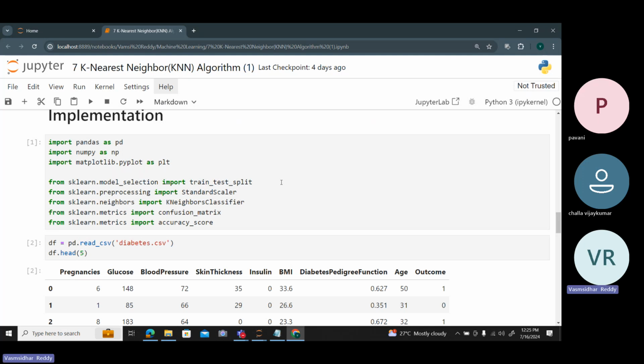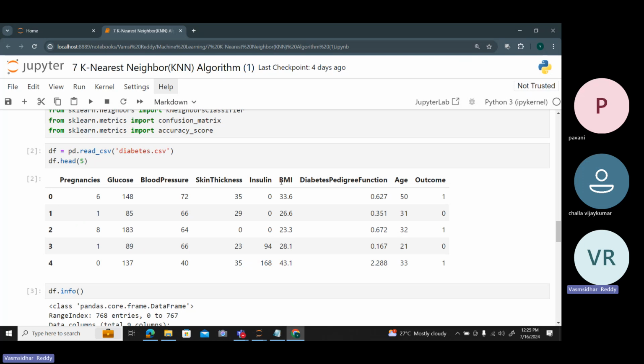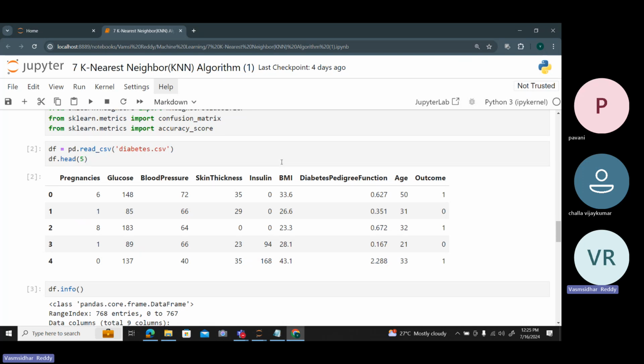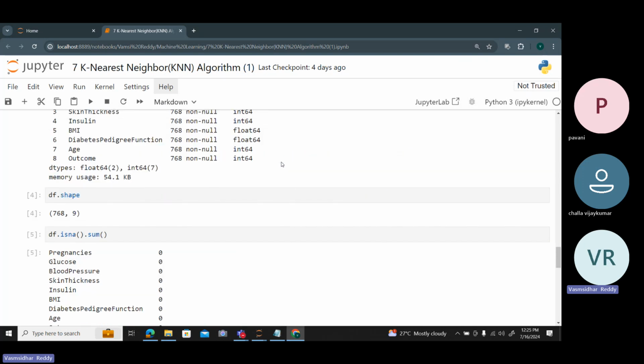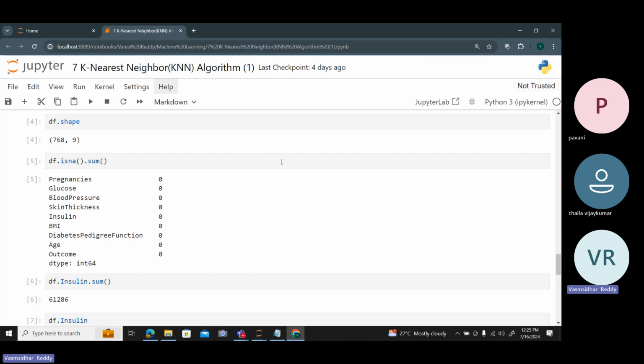After that, I am taking my dataset, the derivatives. Load the dataset with pd.read_csv. So I load the dataset, look at the head, the information of the dataset and the shape of the dataset. And I am finding whether there are any null values present in the dataset, so df.isna().sum(). There are no null values.